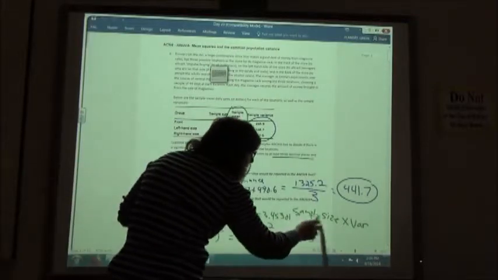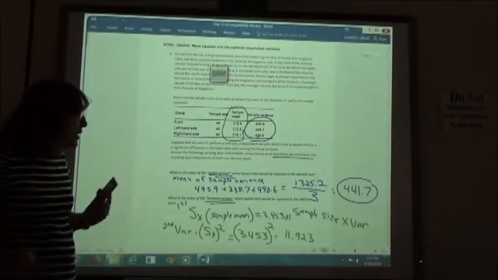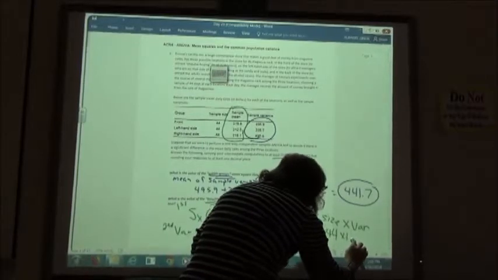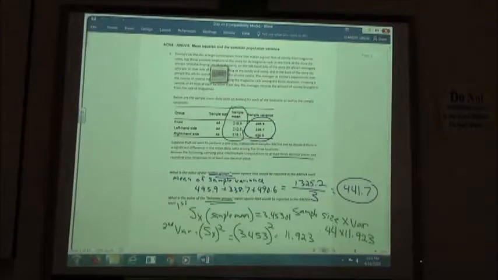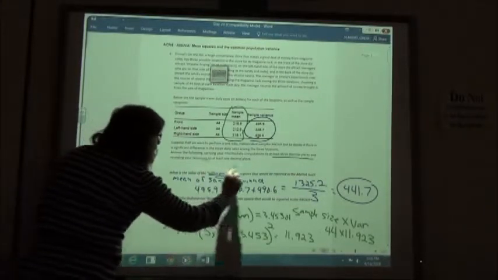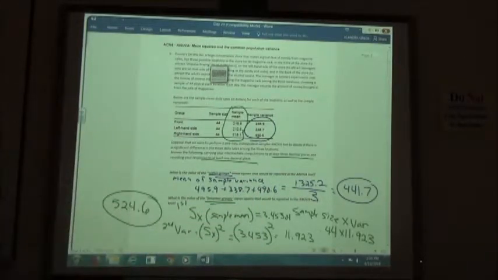My last step, take my sample size times my variance. My sample size is 44. I'm just going to use that 44. So I'm going to take my 44 times my 11.923. If I take that 44 times my 11.923, I end up with 524 point, and this is going to 1 decimal place, so 6. So my between group mean is 524.6.